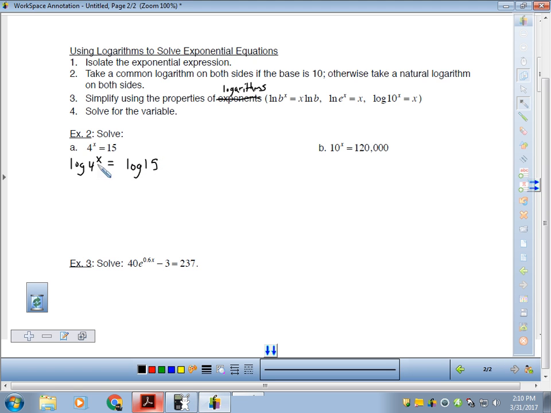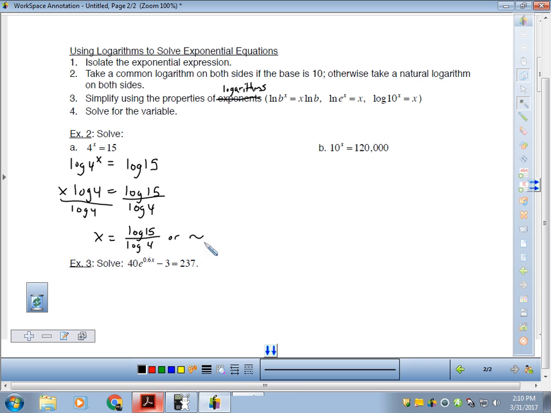Then we'll use our properties of logarithms, and we will move the variable, the exponent, to the front. Sorry, not x equals, x times log 4 equals log 15. And then we can divide both sides by log 4. So our exact answer is log 15 over log 4.